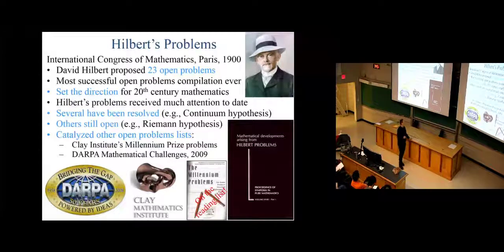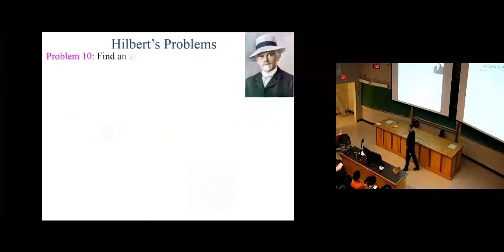DARPA came up with their own list of problems a few years back, kind of mimicking his, and sure enough, they have 23 on their list, not coincidentally, because they're trying to do on the military research side what he did on the mathematical side. But, you know, good luck to them with that. Still, they pay homage to his contributions by even making up such a list.